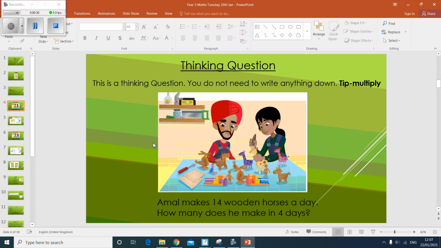Okay, so we're going to start off with a thinking question. You don't need to write anything down. I'm going to give you a tip, which is to multiply. So Amal makes 14 wooden horses a day. So how many does he make in 4 days? Think about that tip of multiplying.